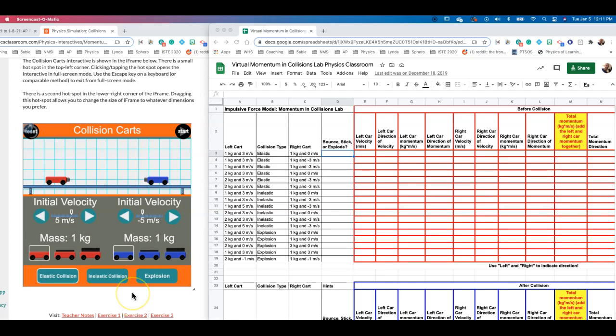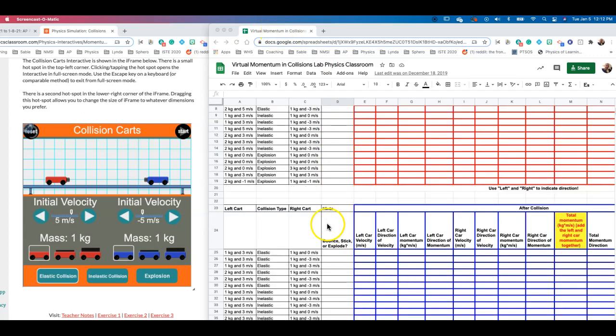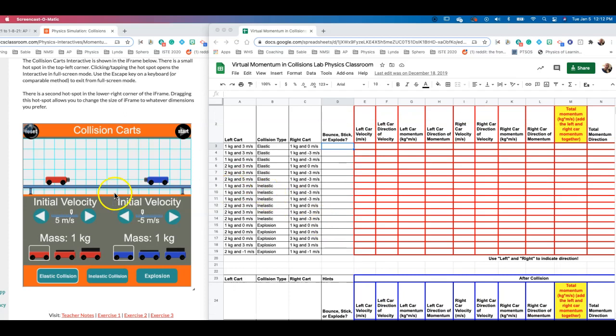Hey, it's Horner, and this is the Virtual Momentum and Collisions Lab using Physics Classroom. So you'll click on the link to open both the physics simulation from Physics Classroom. This is what it looks like. And you also will need the spreadsheet. And yes, it looks like a lot, but it's really not that bad.